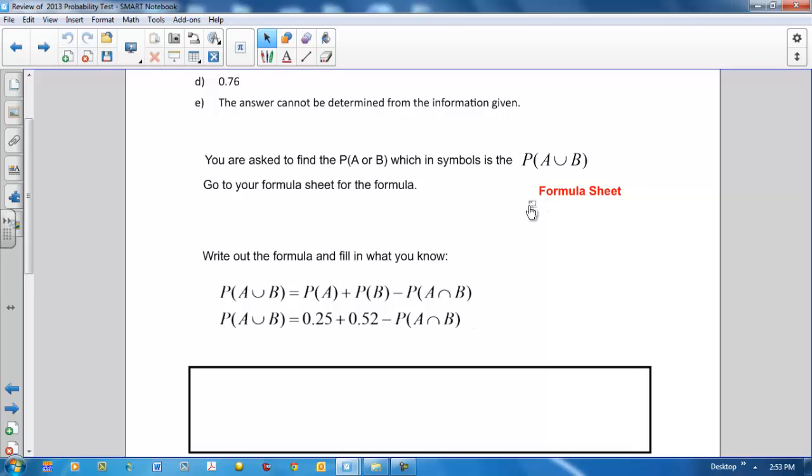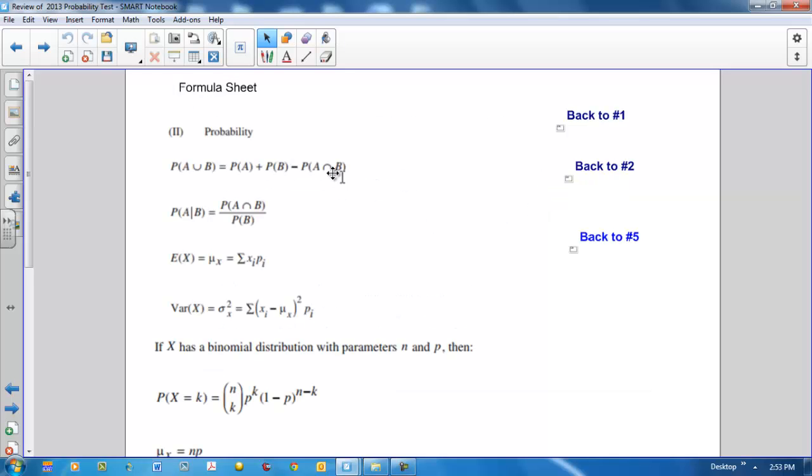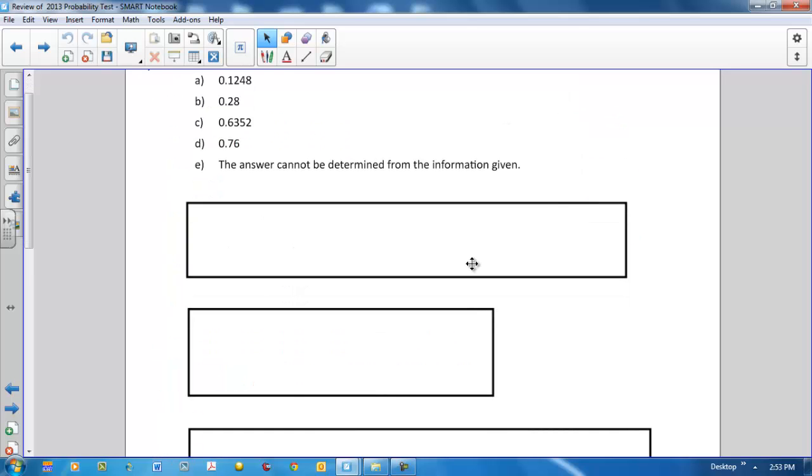Well, we could go back to the formula sheet and we see the probability of A and B in this formula here and in this formula here. Well, we can't use this one to solve for it because we don't have the probability of A or B. That's what we're trying to solve for. If we wanted to use this formula and solve for it, we'd have to know the probability of A given B. But let's look at that a second.